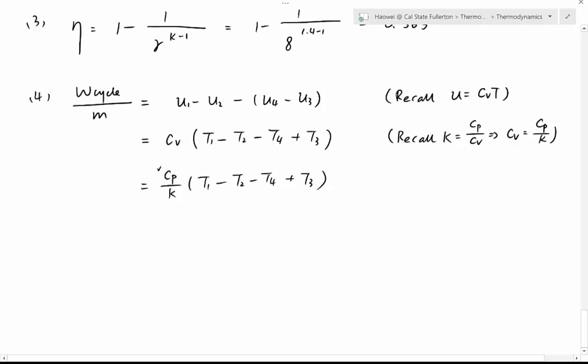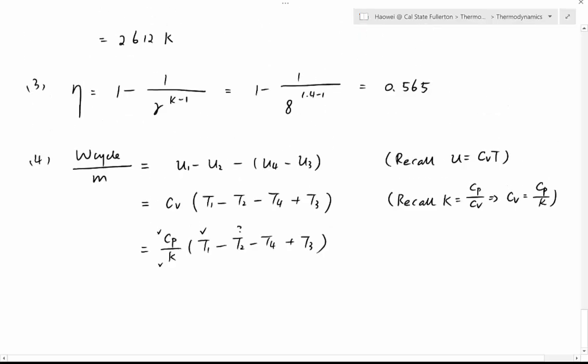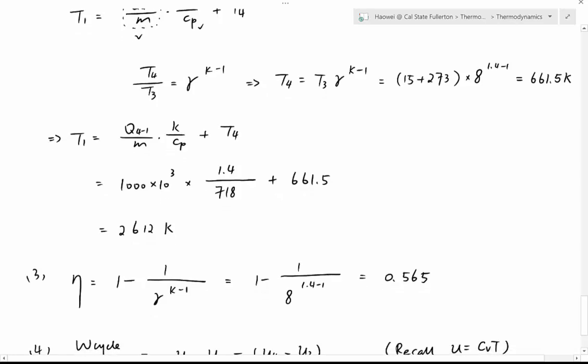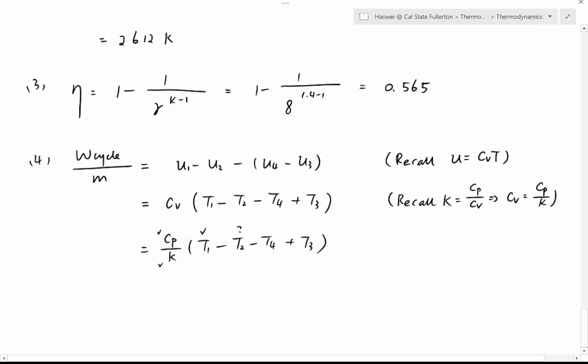We do have Cp, it's given. We do have K. And T1, I just found it. T2, I don't have it yet. T4, what is T4? Yeah, actually we found T4. It's right here, 661.5 Kelvin. And T3 is given. So now you can see you just need to find T2.